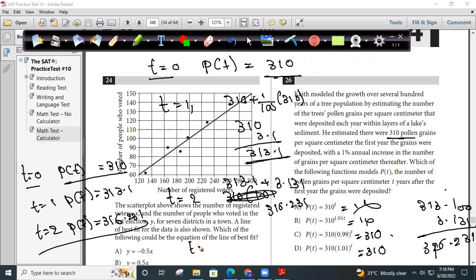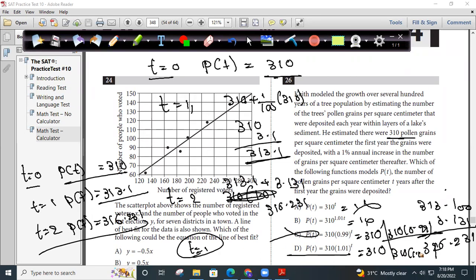Now put t equal to 1. This is a calculator section, you can use calculators. When you put t equal to 1, option C would be 310 into 0.99, which is less than 310, but I want 313.1. So C for Chennai is wrong. Put t equal to 1 in D: 310 into 1.01 is 313.1. So definitely D for Delhi should be my answer.